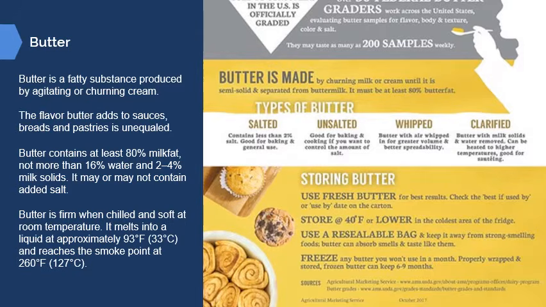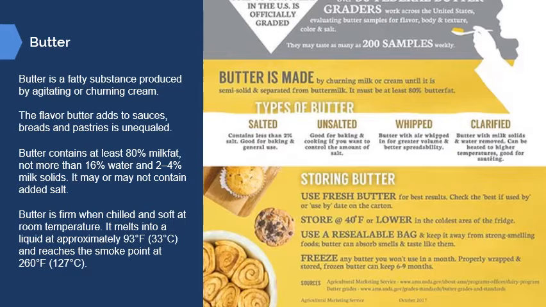Check the best if used by date or the used by date on the carton. Store at 40 degrees Fahrenheit or lower in the refrigerator, in the coldest area of your refrigerator. You can store butter in what's called a butter bell or a butter container or a butter crock on the stove or on the countertop. You just want to make sure that it is tightly sealed so no outside aromas or anything like that can get into it. Remember, it is a dairy product.